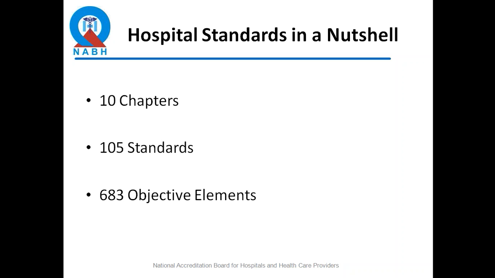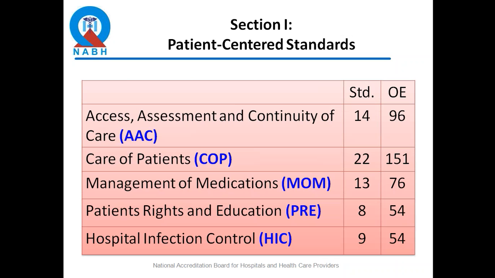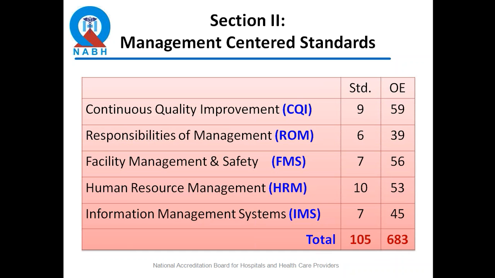So we will be concentrating mainly on AAC, COP, few changes in HIC, few in CQI, PRE has some additional elements, MOM, just a few additions. Revisiting the hospital standards, we have 10 chapters. We now have 105 standards in the 4th edition, and we have 683 objective elements. This is the quick breakup. All of us are quite familiar, but just revisit. And these are for the management-centered standards, totaling to 105 and 683.